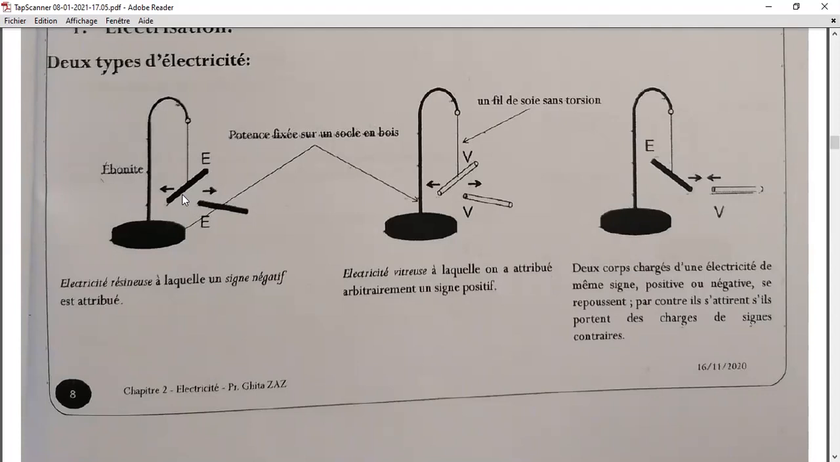They saw that there was a repulsion between these two ends, and they discovered two types of electricity: electricity resinus, to which a negative sign is attributed. So they say that ebonite, which is plastic, has electricity resinus.